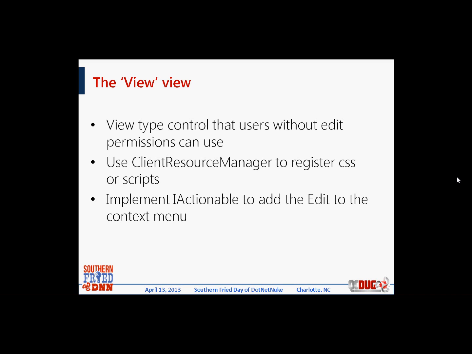But basically the view is the user control that is marked in the DNN manifest as a view. A view type of user control inherits from portal module base. A view type control is a control that users can see without having edit permissions. So that's really the definer between view and edit type controls in the manifest. View type controls can still be data entry type things, but they're the type that you don't need edit permissions in the module or page settings. And again, I'm using the Client Resource Manager to register all my CSS and scripts.